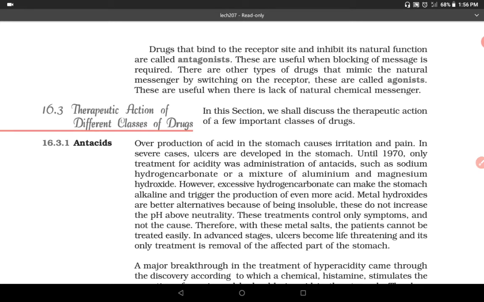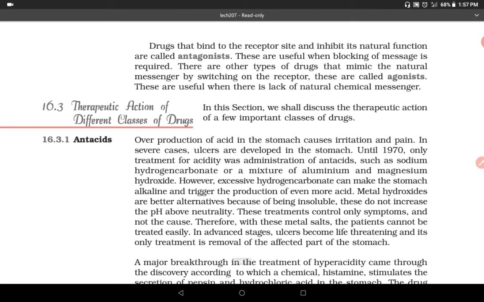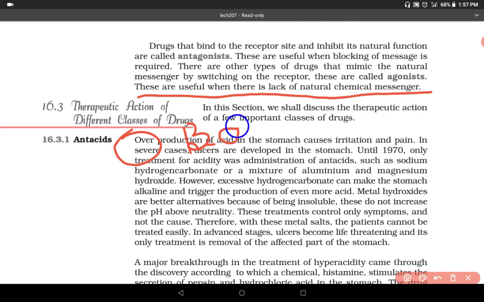There are other types of drugs that mimic the natural messenger by switching on the receptor. They are called agonists. Here, first you have to take the usefulness, then you will understand the sentence. What is the difference? These are useful when there is a lack of natural chemical messenger. For example, if any bacteria come into our body, our WBC knows that.